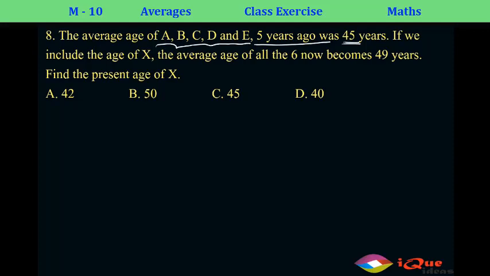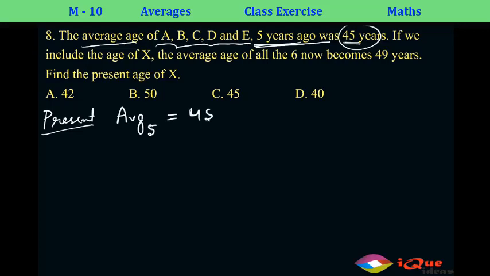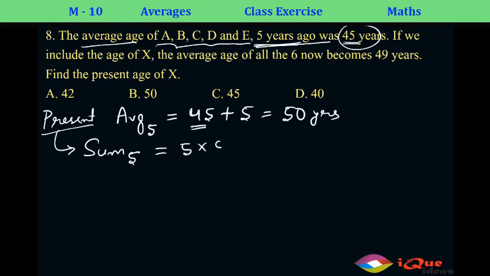So the average also increases by the same value over a constant period of time. Now what does it mean? If I say that 5 years ago, the average was 45, that means the present average of those 5 people has to be 45 plus 5, that is 50 years. Why? 5 years ago it was 45, so right now it has to be 50 years average. So the sum of those 5 people at present has to be equal to 5 into 50.